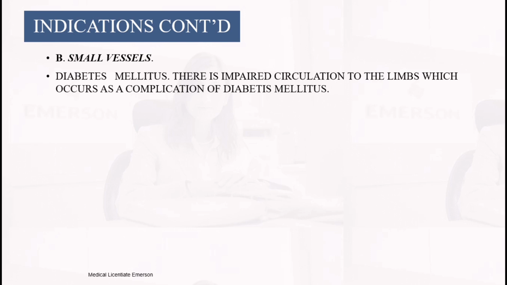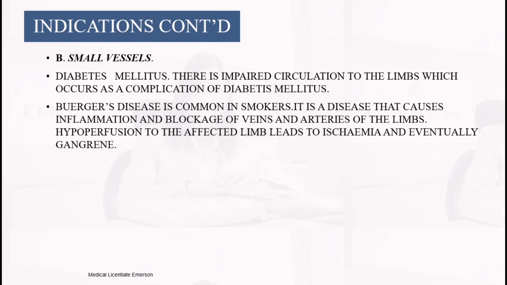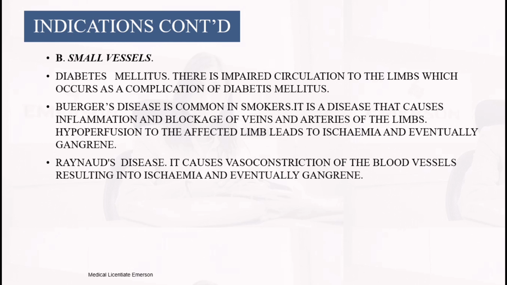In diabetes mellitus, there is impaired circulation to the limbs, which occurs as a complication of diabetes mellitus. Then we also have Buerger's disease, which is a common finding in smokers. It is a disease that causes inflammation and blockage of veins and arteries of the limbs, where we have hypoperfusion to the affected limb, which leads to ischemia and eventually gangrene. Then Raynaud's disease under small vessels causes vasoconstriction of the blood vessels, resulting in ischemia and eventually gangrene. So we are now done with the first D.